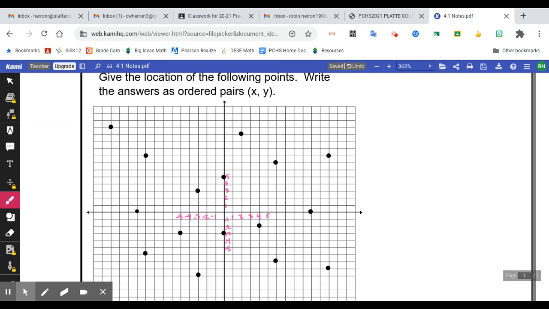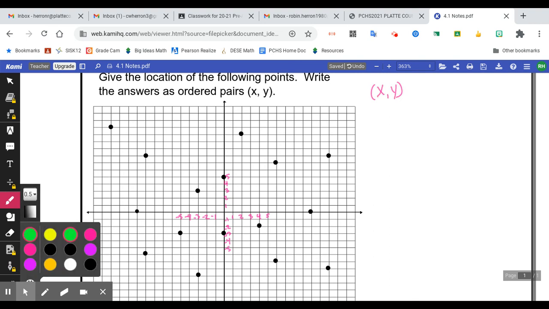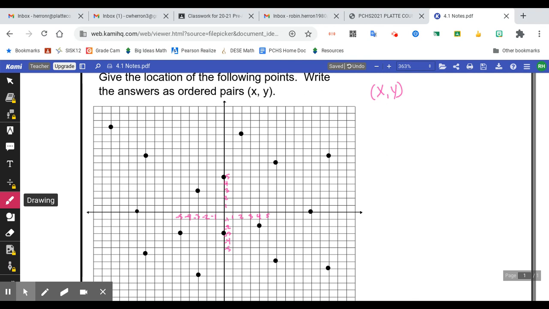Okay, just so you kind of help us remember, it's X and then Y. All right, let's start with our first one. I'm just going to start over here in quadrant 1. Remember, this is 1, this is 2, this is 3, and this is 4.